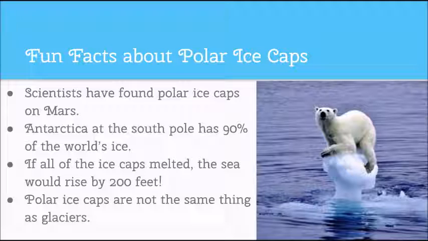Polar ice caps are not the same thing as glaciers. Polar ice caps are large accumulations of ice that form over bodies of water, while glaciers are large concentrations of ice that form on land.